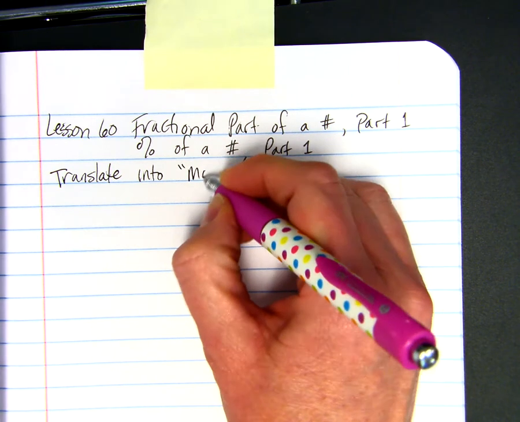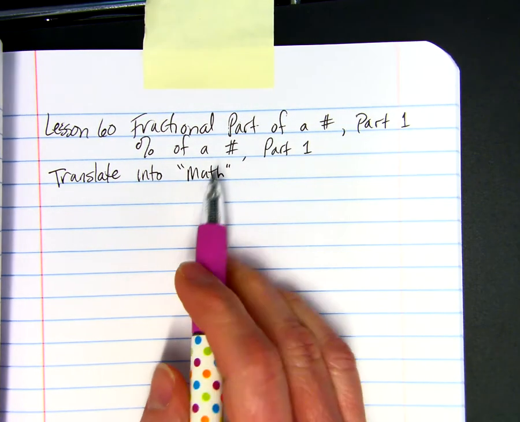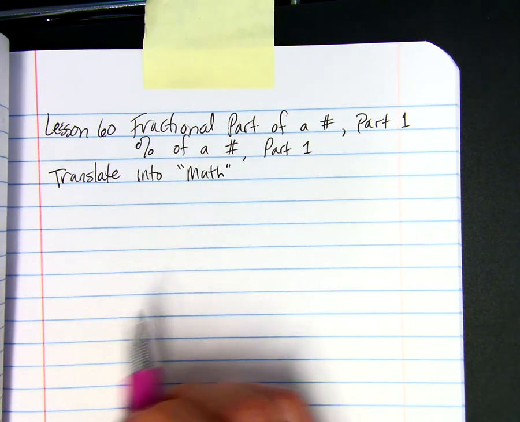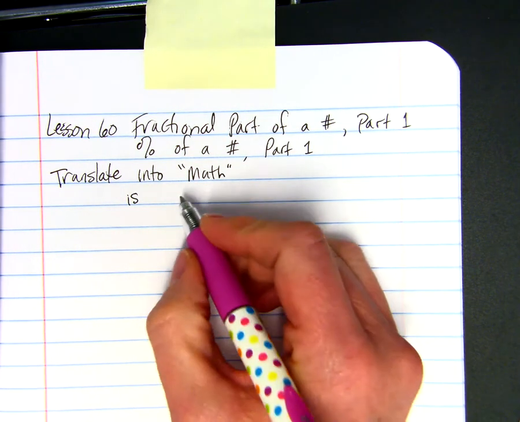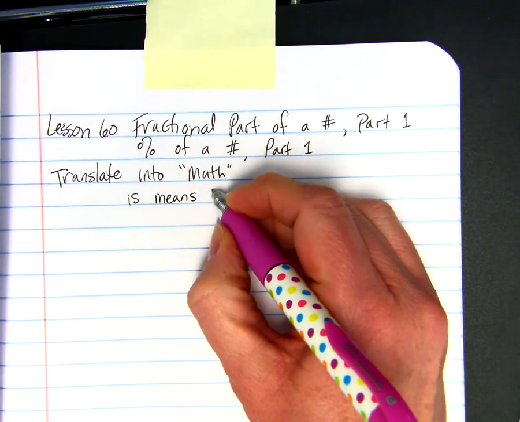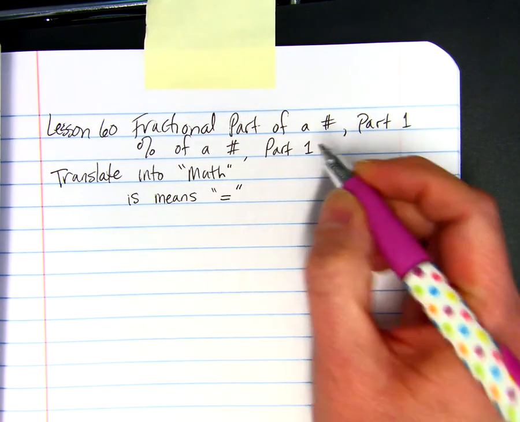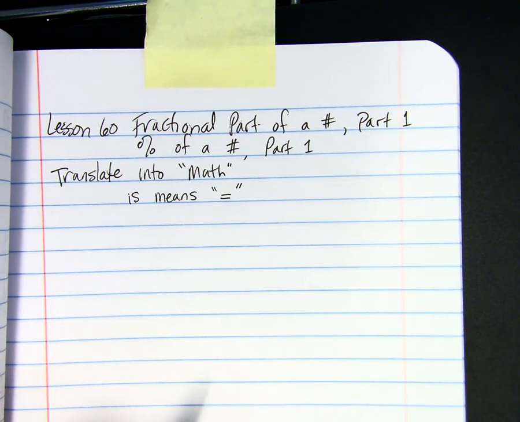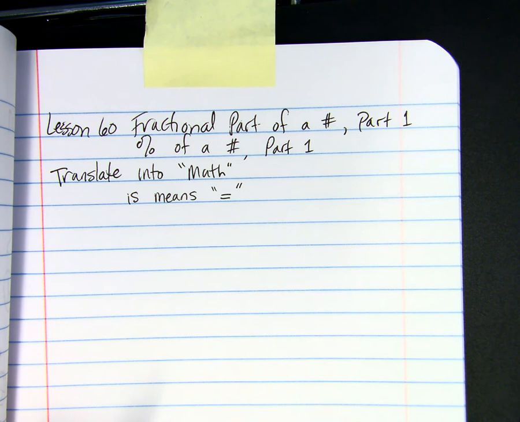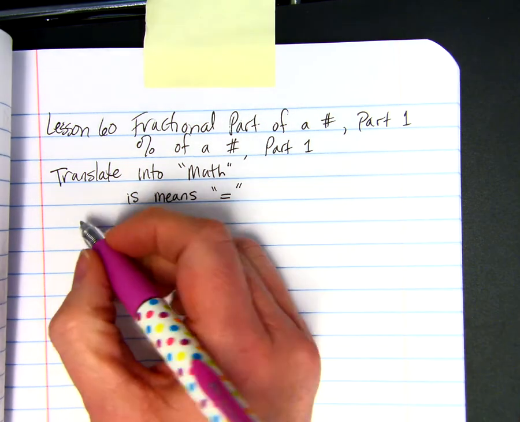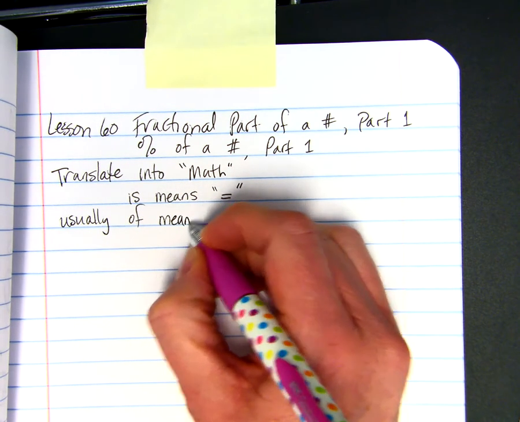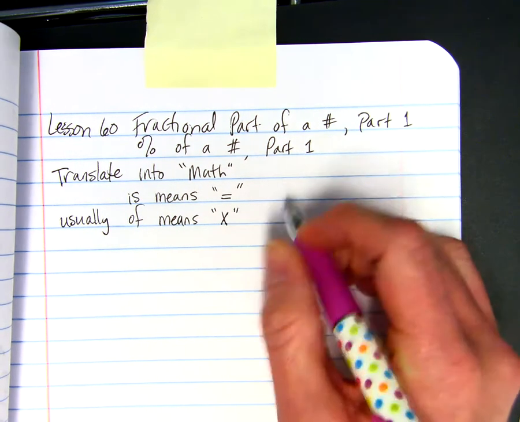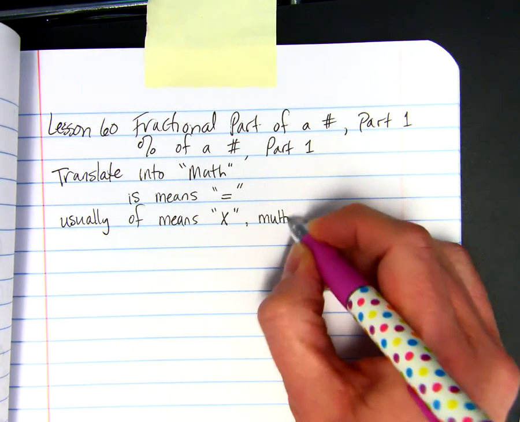So I'm going to put the word math in quotes. When you see the quotes in the translations, you'll know that's the math term. If you see the word is, that usually means equals, equal to. So if I say 5 is 2 plus 3, it just means it equals that. And usually of means times, or multiply.